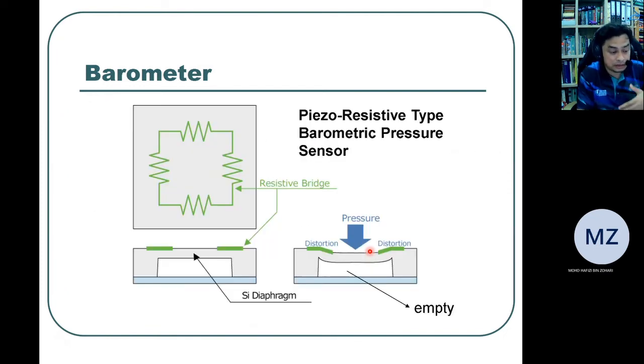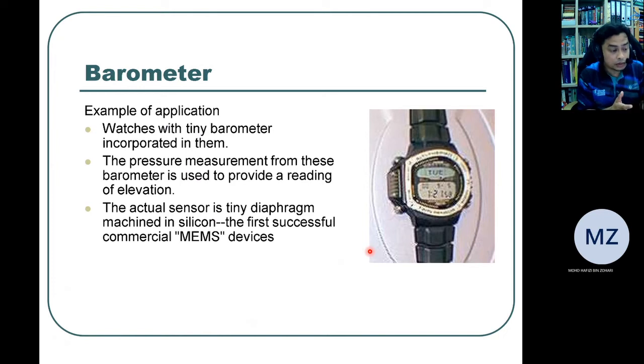So the further one is just more modern, and then you can give smaller type of barometer. For example, this one, you can edit that MEMS piezo resistive type of barometer. It actually can be very small and built inside equipment like a watch, hand watch, maybe inside your phone or whatever. So that's about the barometer.